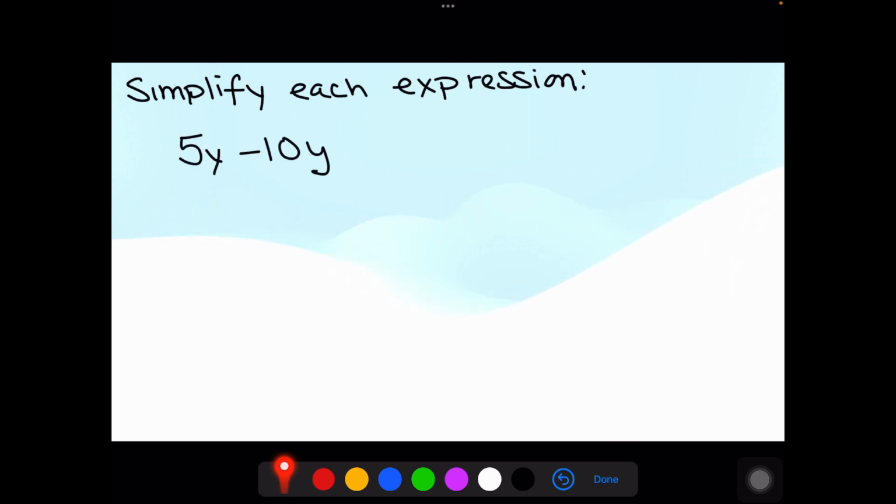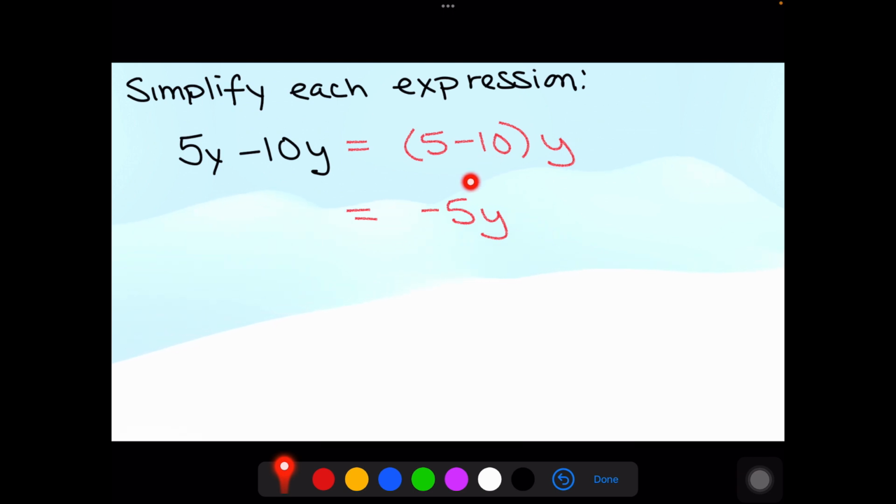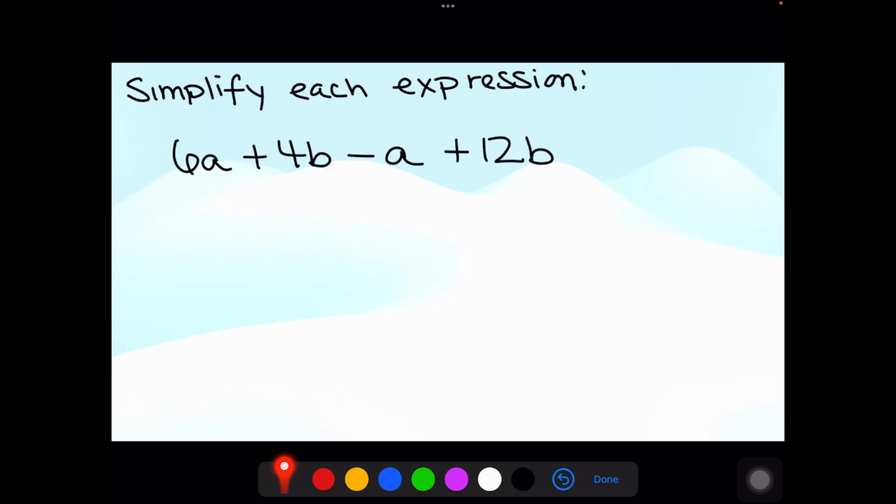So here's another one. 5y minus 10y. Those are like terms. So we can take 5 minus 10. That's negative 5. And this becomes negative 5y. In my next example, we've got the expression 6a plus 4b minus a plus 12b. So we are going to combine the like terms.